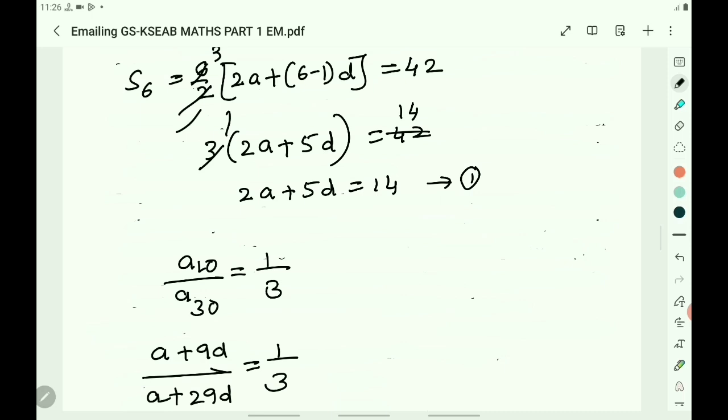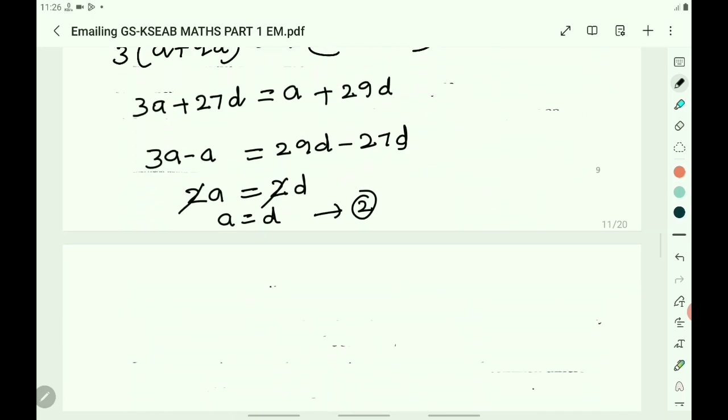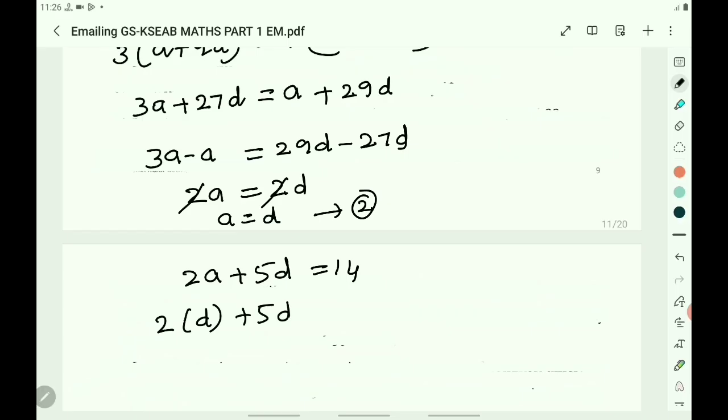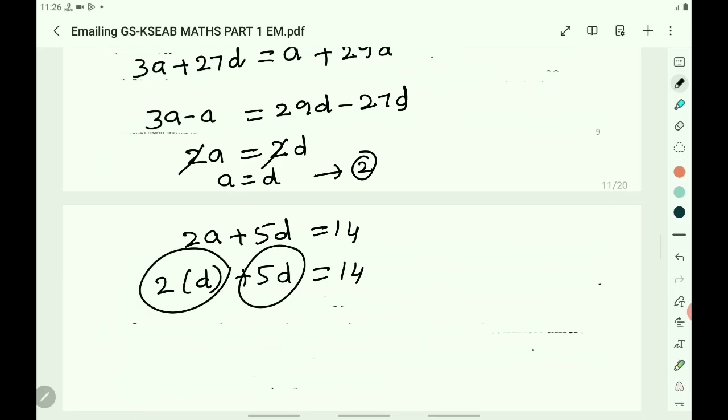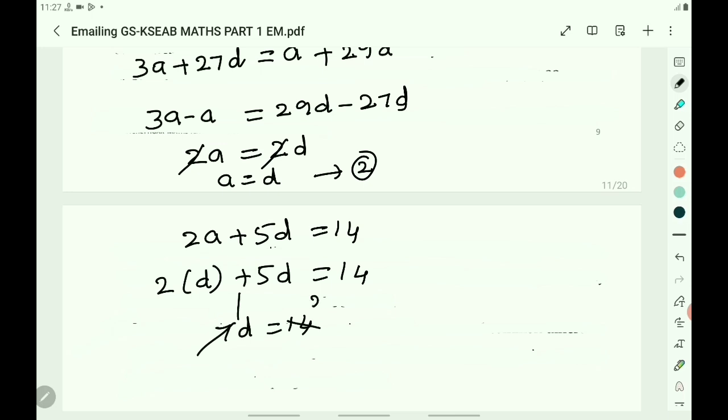Now you take the first one, 2a plus 5d equals 14. In the place of a, write d. So 2a means 2 into d, plus 5d equals 14. 2d plus 5d is 7d, so 7d equals 14. You get d equals 2.